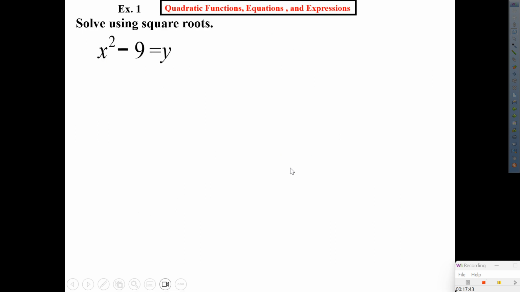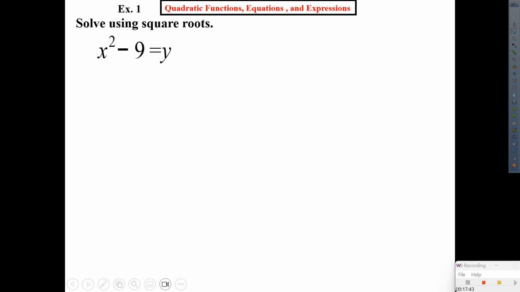So, example number 1, copy that. Solve using square roots. Today's going to go super fast, but you're going to see how it's fairly straightforward. You're going to be like, oh, I got this. Oh, yeah, we got this. Example number 1 reads, solve using square roots.